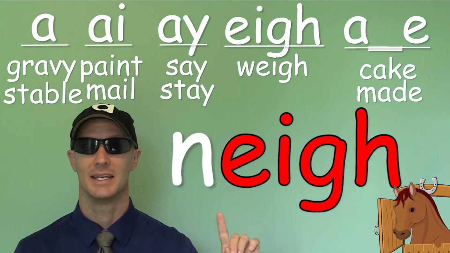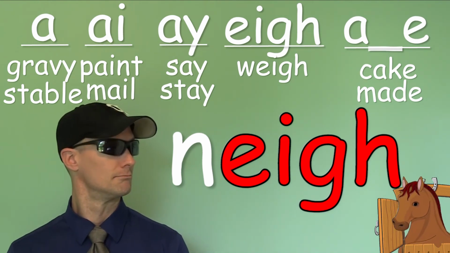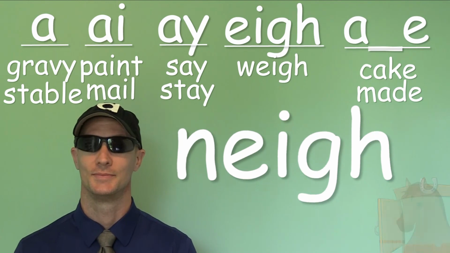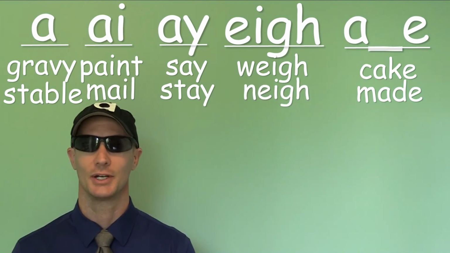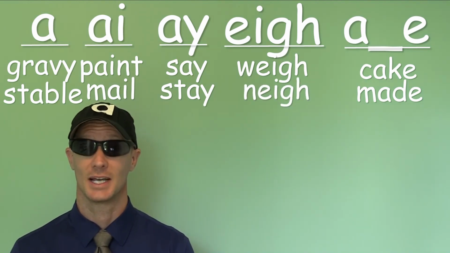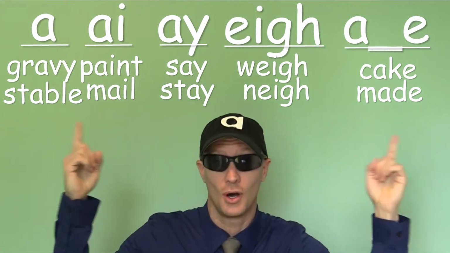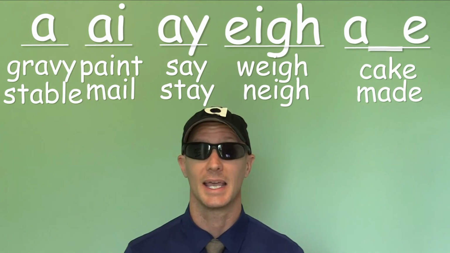N-A, nay. Neigh. Where does this word go? E-I-G-H. Very good. So our sound for today was A. These are all the words that we did today. They all say A. Excellent.